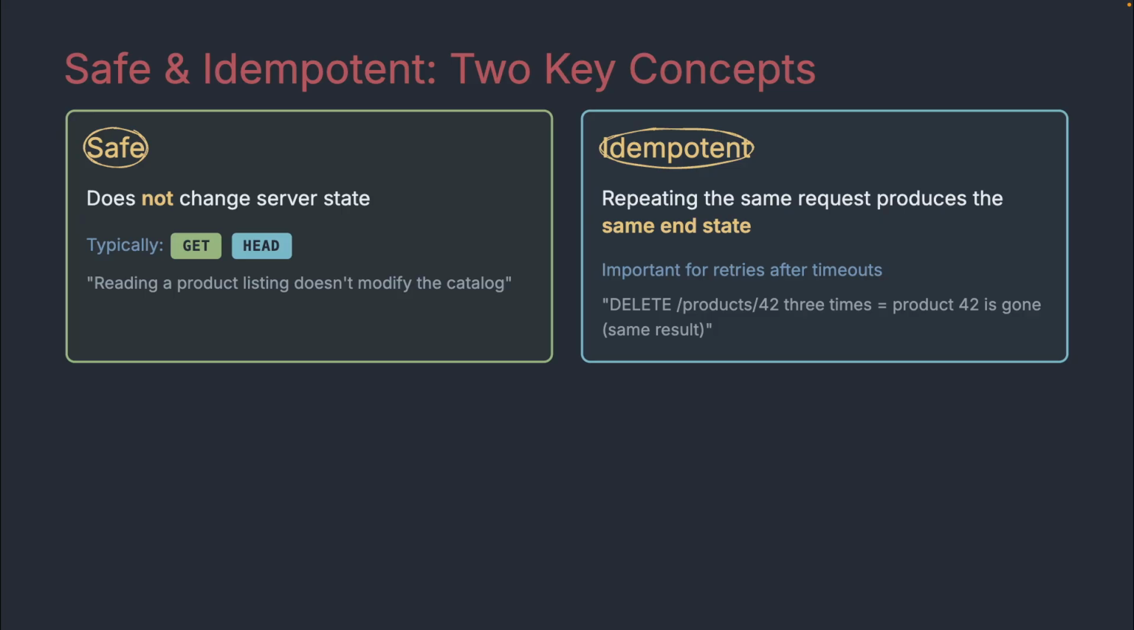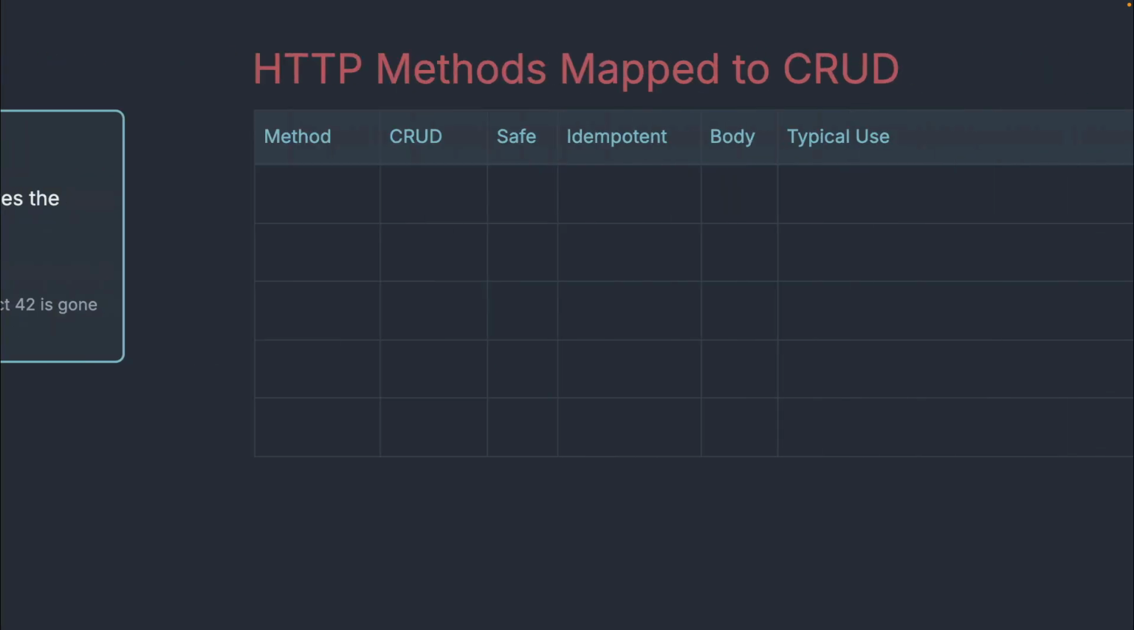That's really important. So, for example, you want to delete product number 42. Product 42 will be deleted and you will not be deleting other products. That's it. It will have the same state after the fact. So it doesn't matter if it's called several times, right?